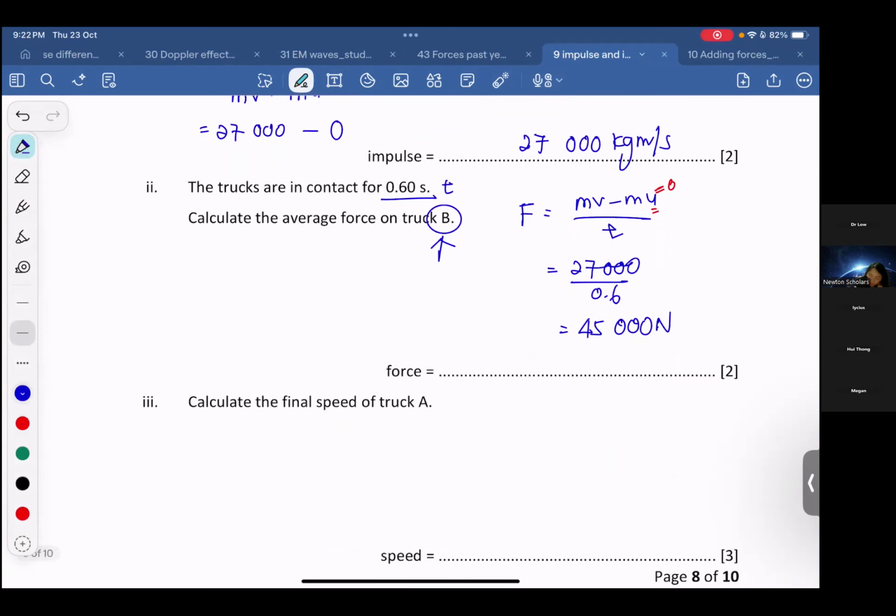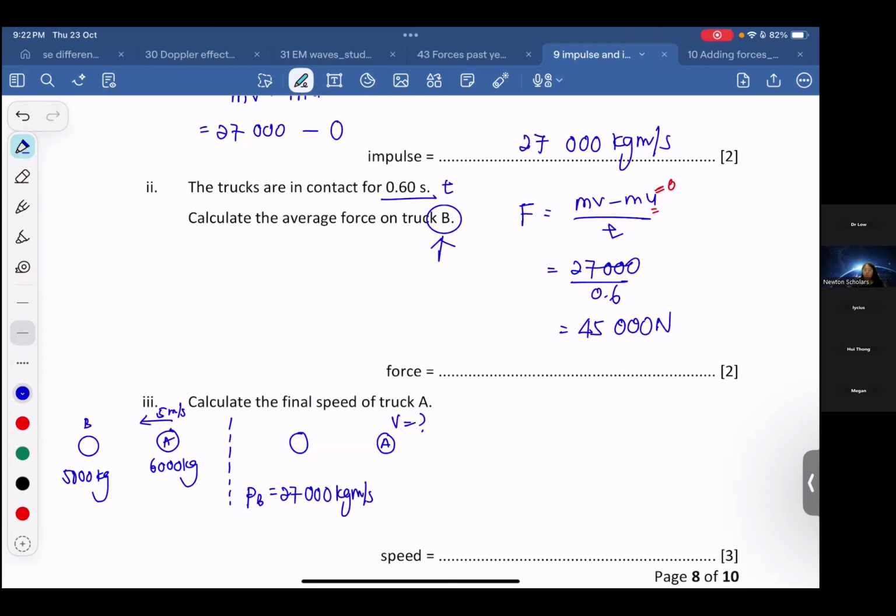Next question is actually last week's question. Okay, maybe I can draw again. This is truck B, this is truck A. Truck A is moving 5 meter per second. This is 6,000 kg, this is 5,000 kg. After collision, B and A, how do they move? I want to know the directions of moving. They tell you that the momentum for truck B after collision is 27,000 kg meter per second. So what is your final speed for truck A?